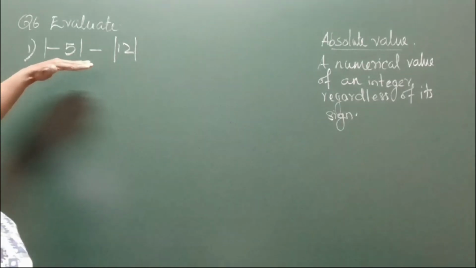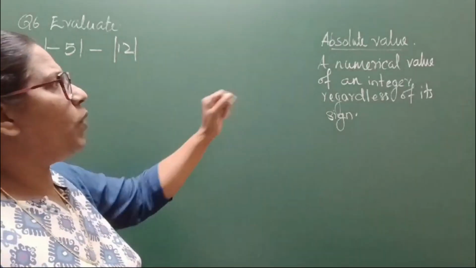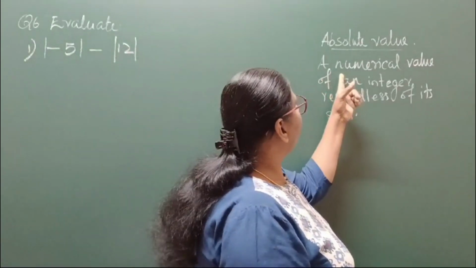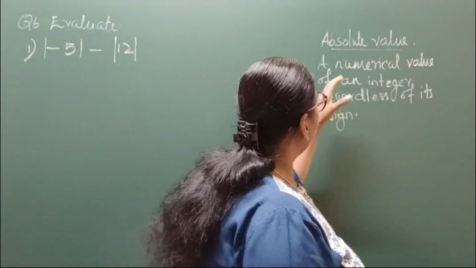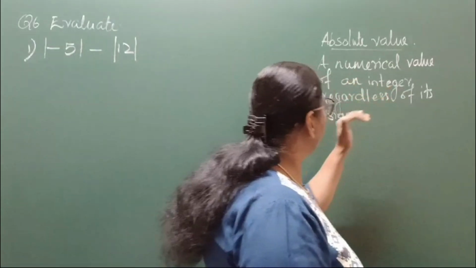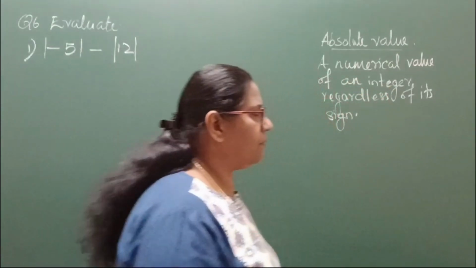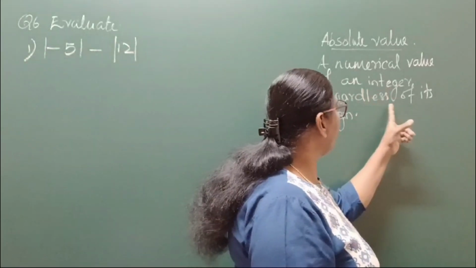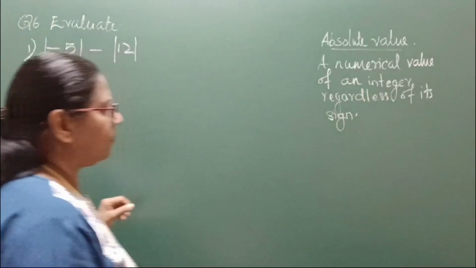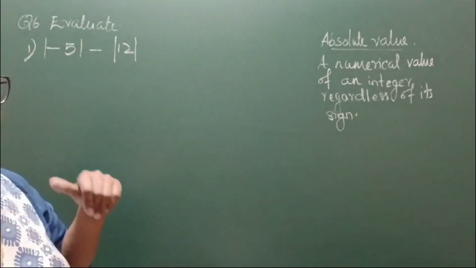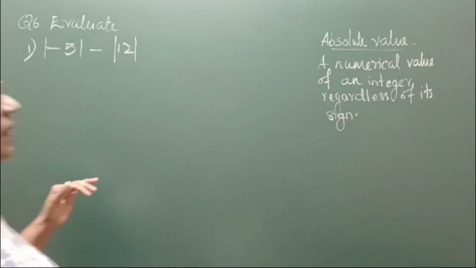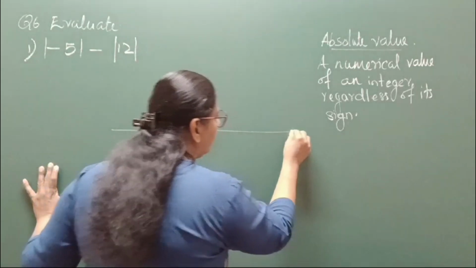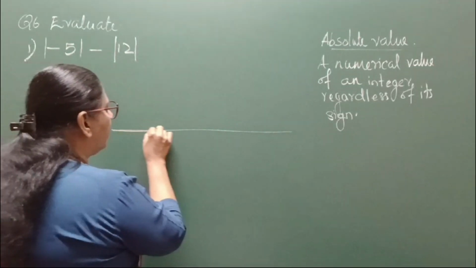Now before solving this, let's know what is absolute value. Absolute value of an integer is a numerical value of an integer regardless of its sign. What is an absolute value? A numerical value of an integer regardless of its sign. Now what it indicates? It indicates the distance of an integer from 0 on a number line.